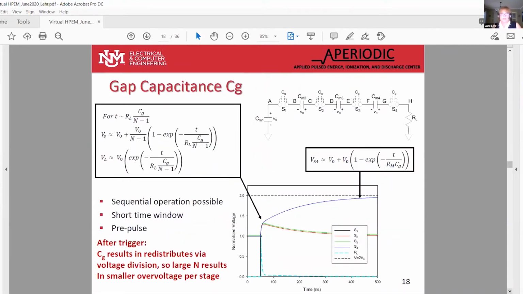So we started first by looking at the gap capacitance. It turns out that the order of magnitude of that gap capacitance is only going to be a few picofarads. It's possible it could be more, but it's certainly not huge. But what this stray capacitance does is redistribute by forming a voltage divider for the erecting Marx. The implication is that for very large N, you'll have less overvoltage on every stage.